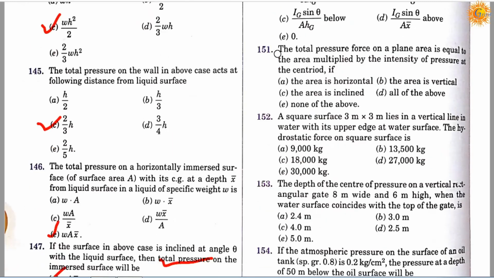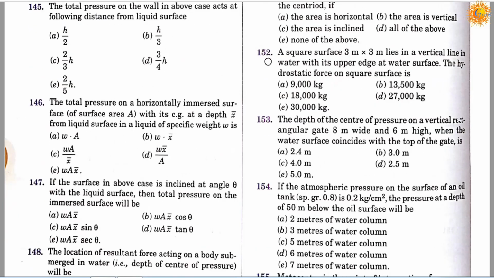Question number 151. The total pressure force on a plane area is equal to the area multiplied by the intensity of pressure at the centroid if: option A, the area is horizontal, option B, the area is vertical, option C, the area is inclined, option D, all of the above, and option E is none of the above. So the correct answer is D, it means all of the above.